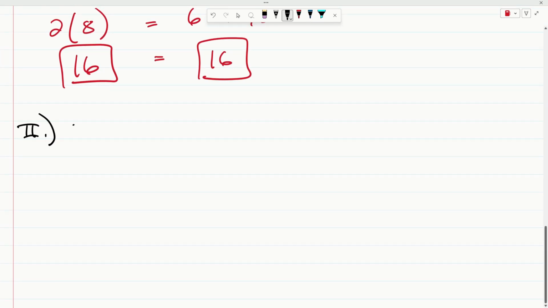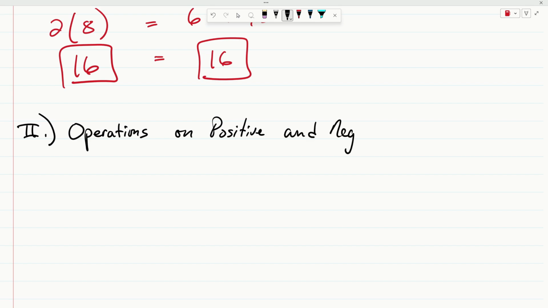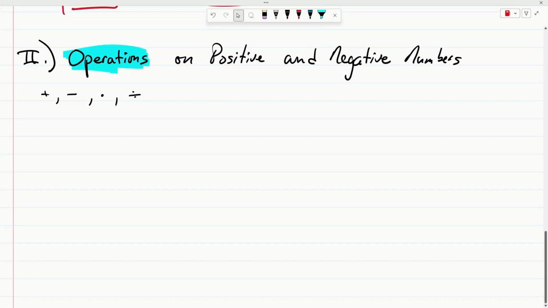The next thing we're going to talk about are the operations on positive and negative numbers. So whenever you see this word, operations, you should be thinking add, subtract, multiply, and divide. We're going to do multiply and divide first. They're the easy ones. We'll loop back and do add, subtract.